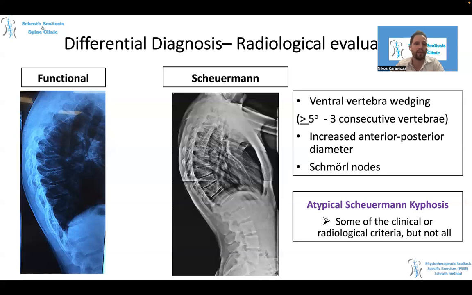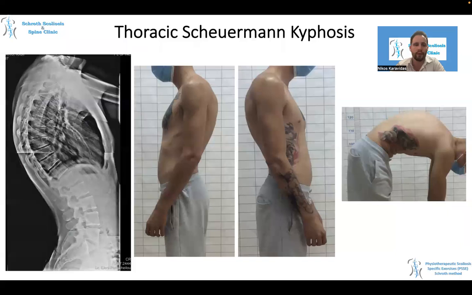But at the same time, there are some patients fulfilling some of the criteria, but not all of them. For example, you might have a patient with spine rigidity, but no angular hump. Or you might have a patient with 1 or 2 consecutive wedged vertebrae, but not 3. These cases are called atypical Scheuermann kyphosis, and for them, it's difficult to decide, so they are on the borderline to be braced or not. This is a typical case of thoracic Scheuermann kyphosis. So we have all the radiological and all the clinical criteria: spine rigidity, angular hump, and 3 consecutive wedged vertebrae.